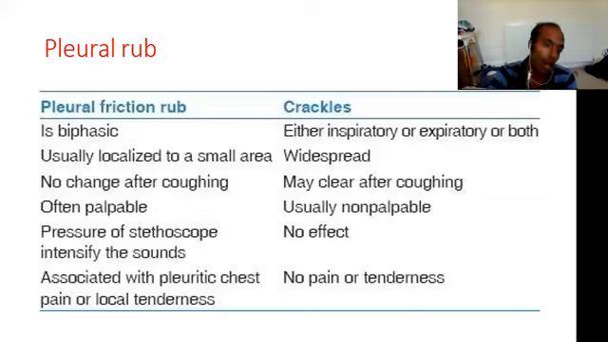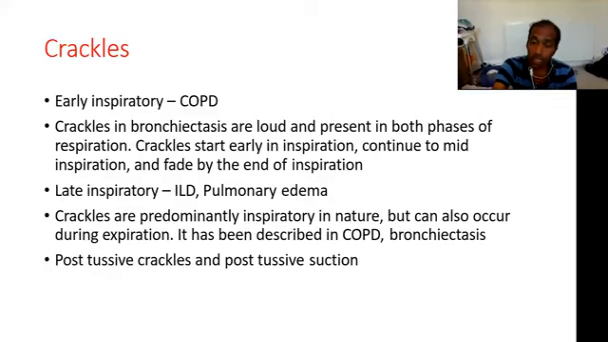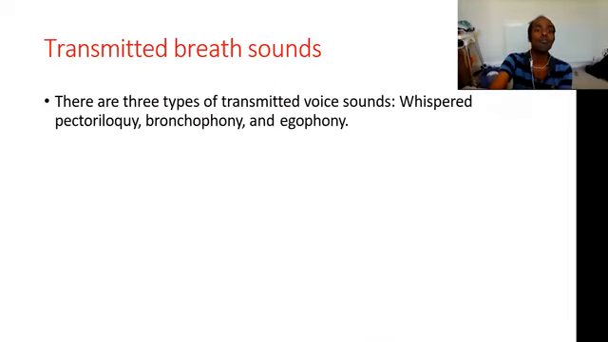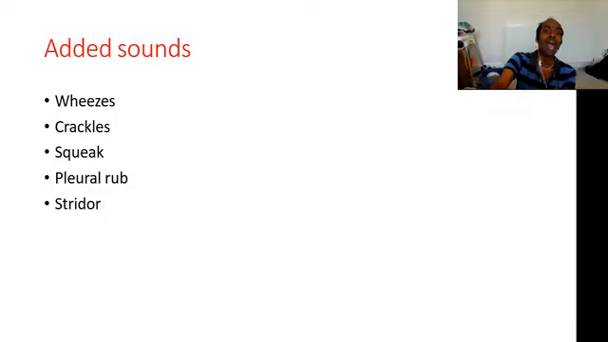And a pleural rub, so that's about crackles. A pleural rub occurs when there is pleural inflammation. It's a very scratchy sound, which is different from the sound of a crackle. So these are some of the features that you look for as added sounds.